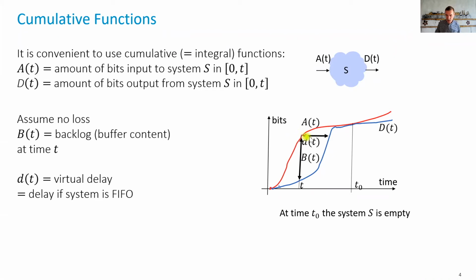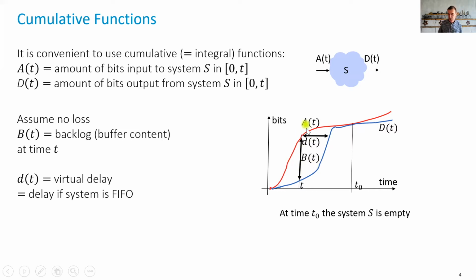Then this duration is, since we are at the same horizontal, at the same height here, when we hit the blue curve, all the bits that have arrived at this time have gone out. So this time is exactly the time when the last bit that has arrived at time t is leaving. So this is the time spent in the system by a bit that arrives at time t. So the horizontal deviation gives us the delay of the system. The worst case delay would be where the deviation is largest.